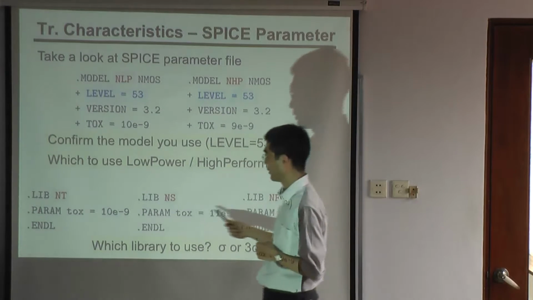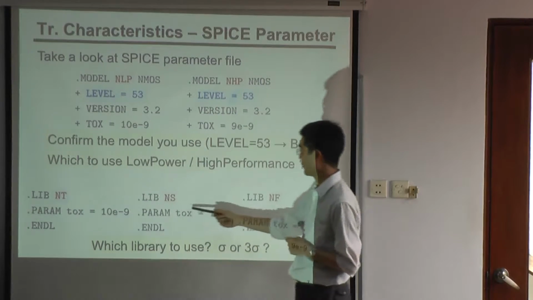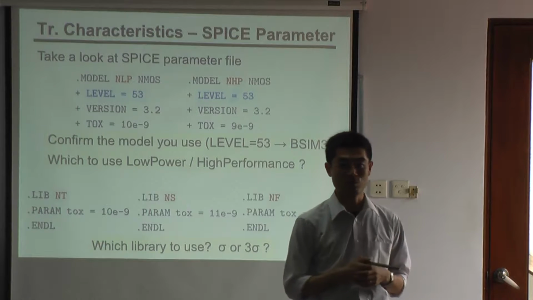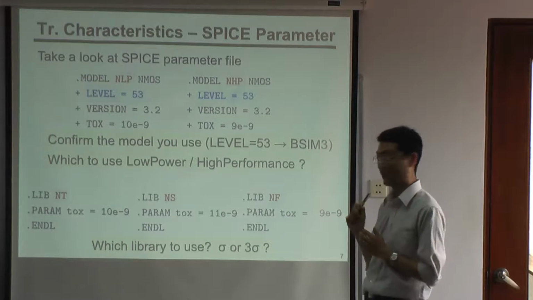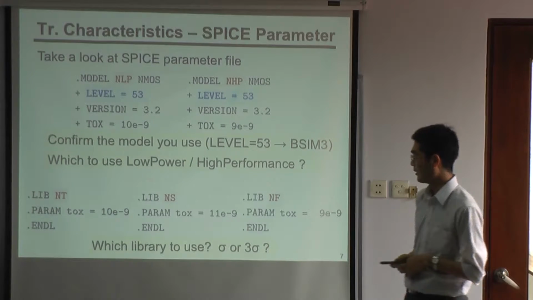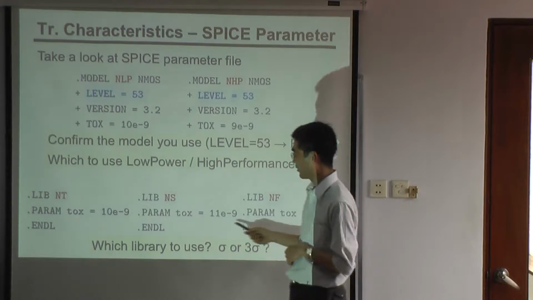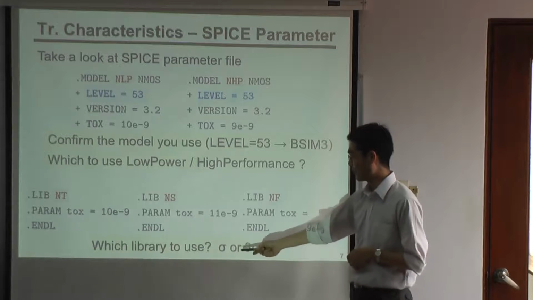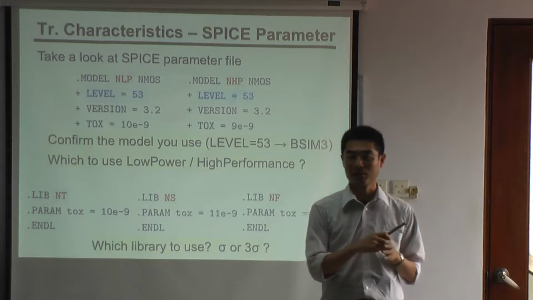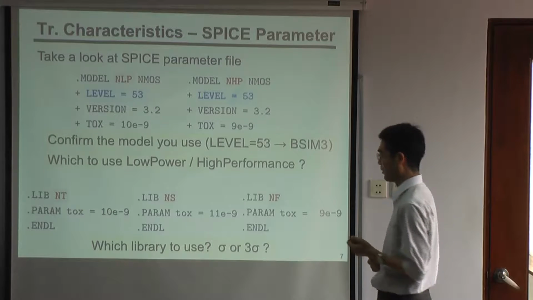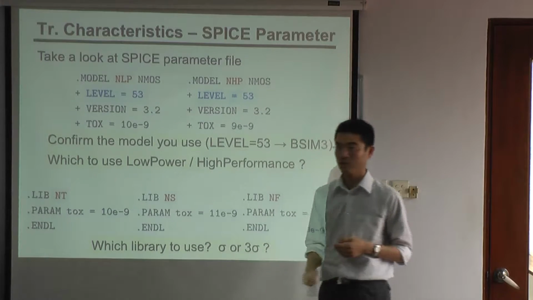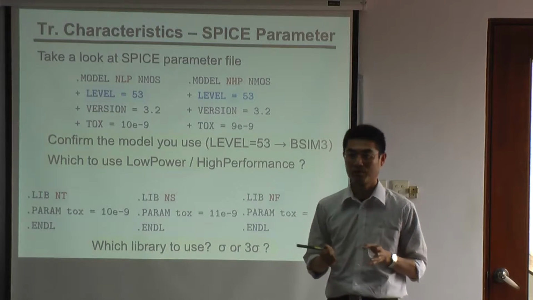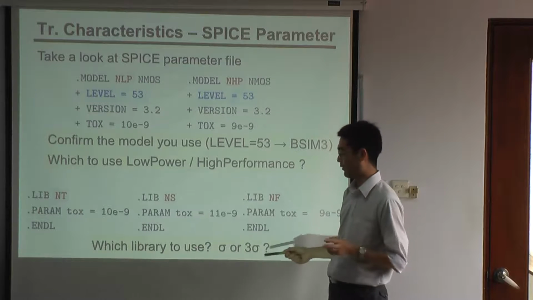And also there are the libraries. This is typical, slow, and fast. And which library you use. That means what kind of corner conditions we have to take into consideration. And also we have to consider whether this is sigma or 3 sigma. And sigma and 3 sigma make a very big difference. So this number is sigma or 3 sigma, and we have to take care of which one it is. So these two are very important.